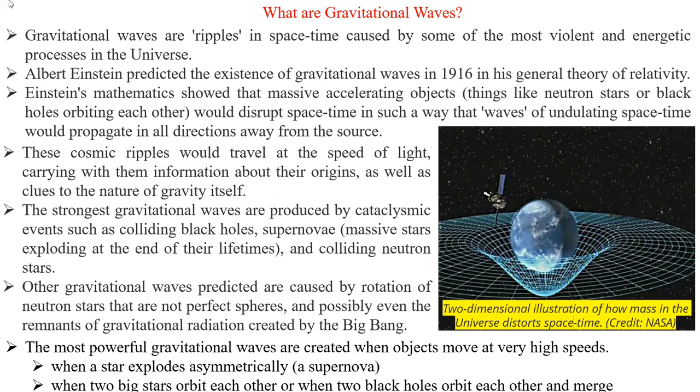These cosmic ripples, what you are expecting, would travel at the speed of light, carrying with them information about their origin as well as clues about the nature of gravity itself. This is the remarkable idea. Think that whatever you are working on now will fetch you results later. It is not instantaneous in terms of recognition. Even though Einstein worked this out in 1916, almost 100 years passed and there were no experiments to prove his theory.